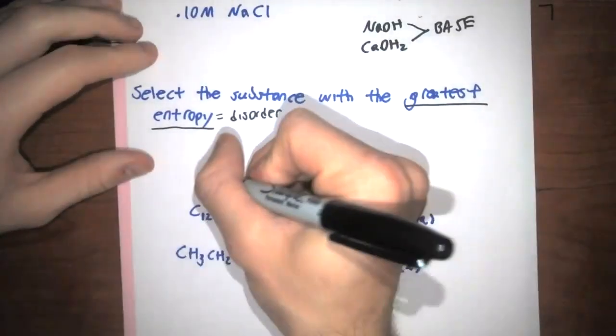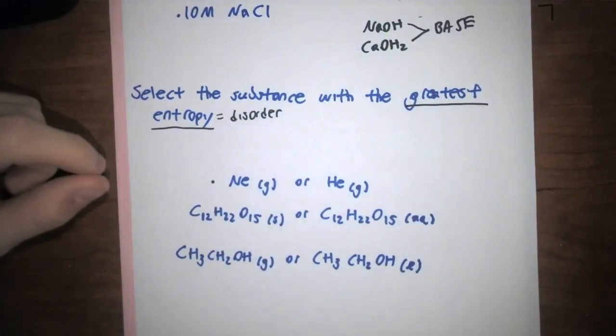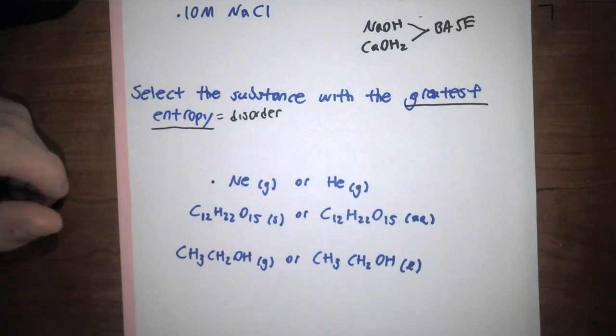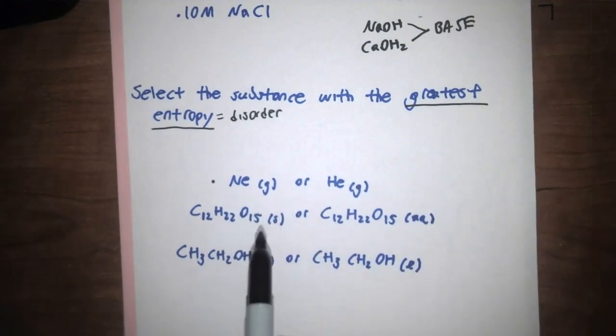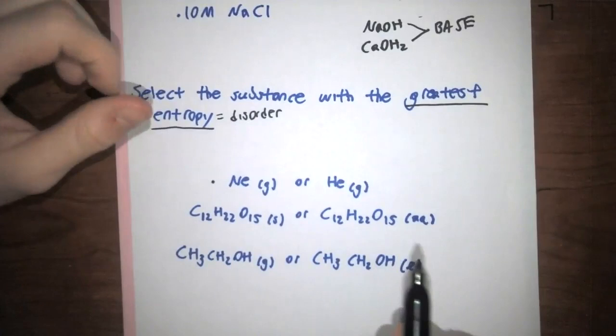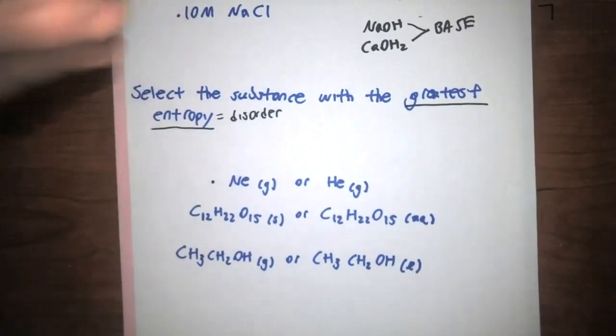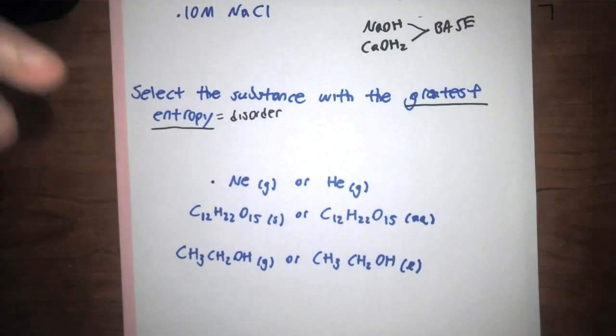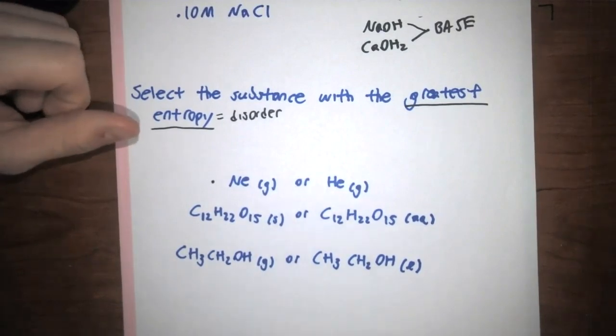So let's take a look at neon gas versus helium gas. Which one of these is going to have the greatest entropy, or in other words, which one of these is going to have the greatest disorder? Well, they're both gases, so we know the atoms are both going to be spread out, right? Because we know atoms like to spread out in a gaseous form compared to a solid form where they're packed together. So they're both gases, so we can't really look at the phase.